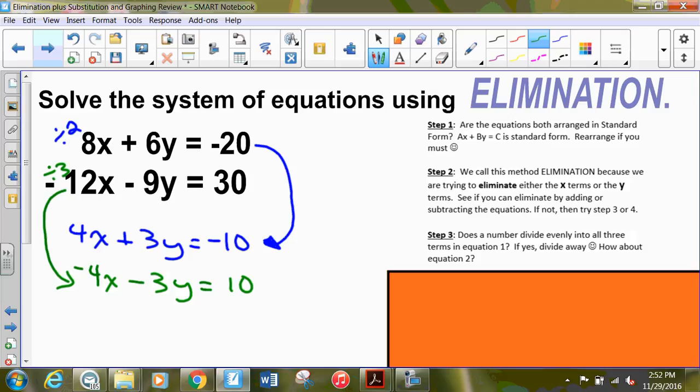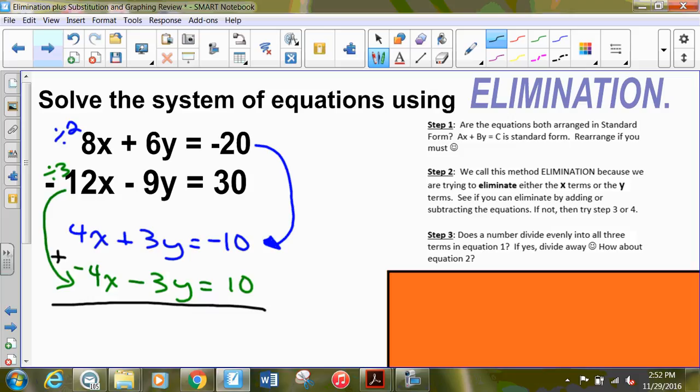Okay, these equations are looking quite similar. So let's see what's going to happen. Let's go ahead and add them together. I choose adding because I see that the signs of the x's are opposite each other and the signs of the y's are opposite each other. So I'm going to pick to add.